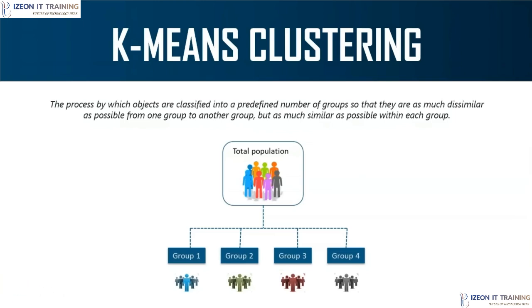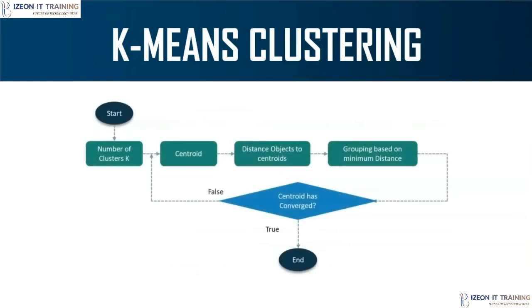So k-means clustering is used majorly in targeted marketing. A lot of e-commerce websites like Amazon, Flipkart, eBay, all of these make use of clustering algorithms in order to target the right audience. Now let's see how the k-means clustering works.